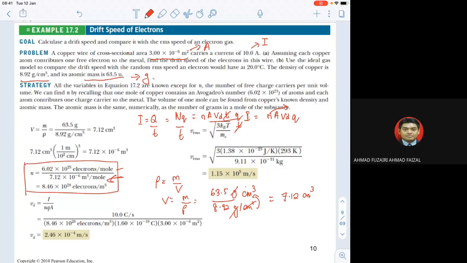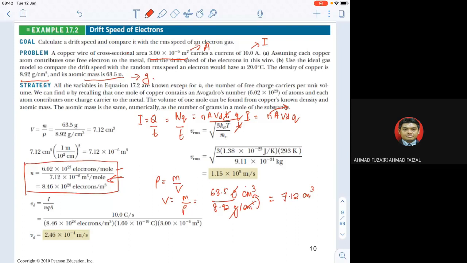At that volume, we can use that inside the number of Avogadro in order to get the number of mole. The number of Avogadro per mole times 7.12 × 10^-6 meter cube per mole. So we can cancel out the mole, and we are left with the electrons per meter cube. And in the end here, we get 8.46 × 10^28 electrons per meter cube. And we can put it inside the equations.